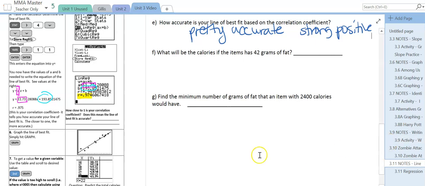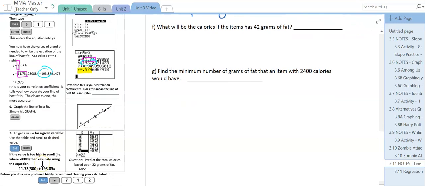So we're going to go back over here to our steps, and we can graph it by hitting graph. And then we're going to interpret information. So right down here are your steps to interpret information. And what it says is, to get a value for a given variable, you're going to use the table and scroll to the desired value. It's the easiest way to do it.